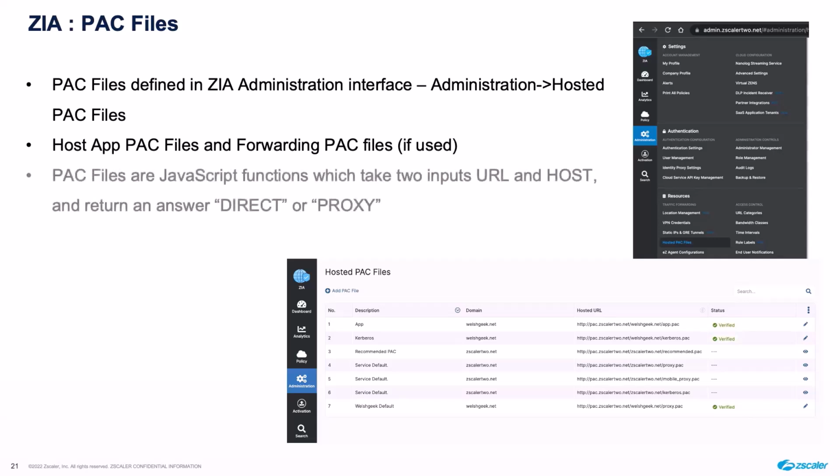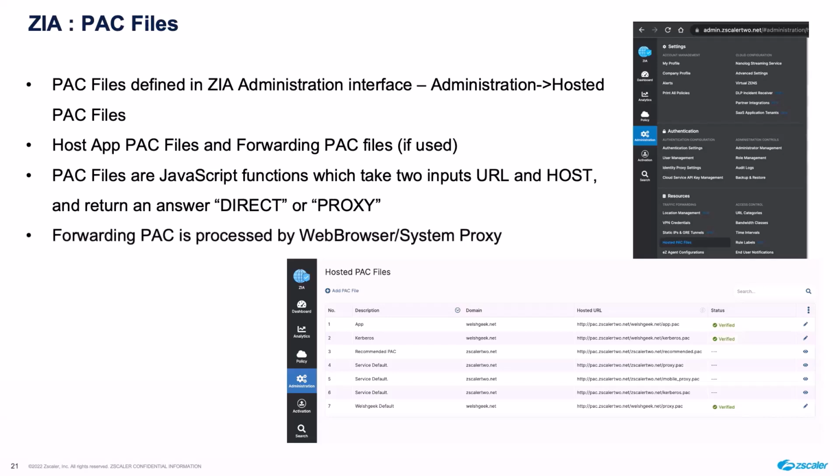PAC files are essentially JavaScript functions that take two inputs that are dynamically provided to it by the browser, or in the case of the app profile PAC, through the inspection process. So it takes the input of a URL and a host, and it returns back an answer of send the traffic direct or send it to a proxy. And so the forwarding PAC is processed by the web browser or the system proxy, and the application profile PAC is for the Zscaler client connector to make its traffic routing decisions.